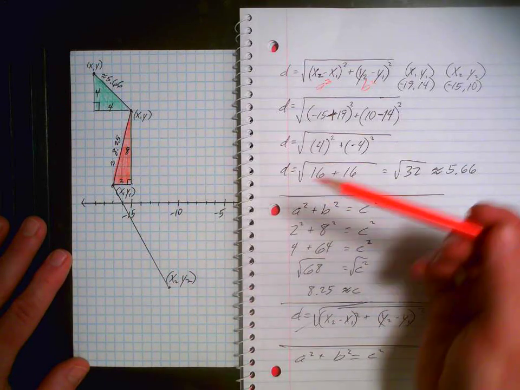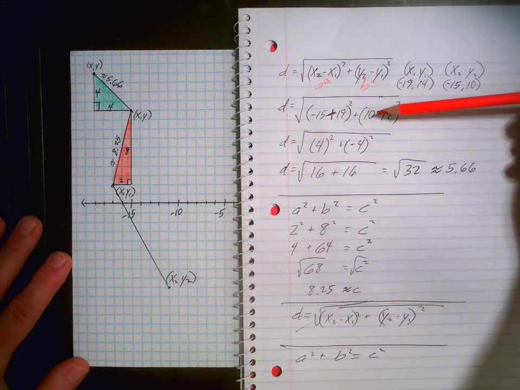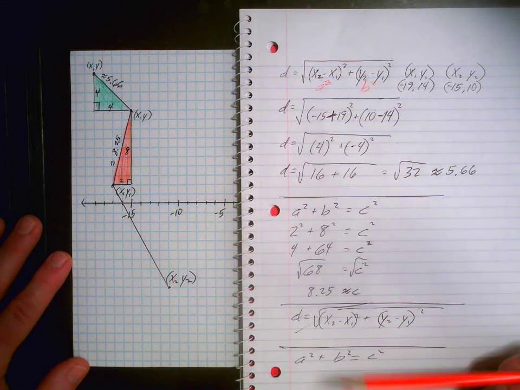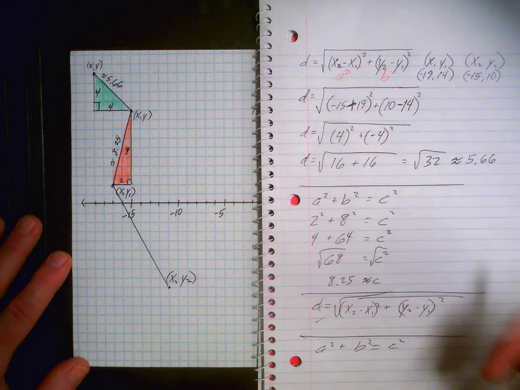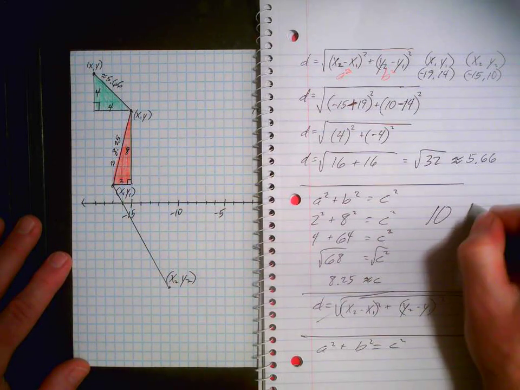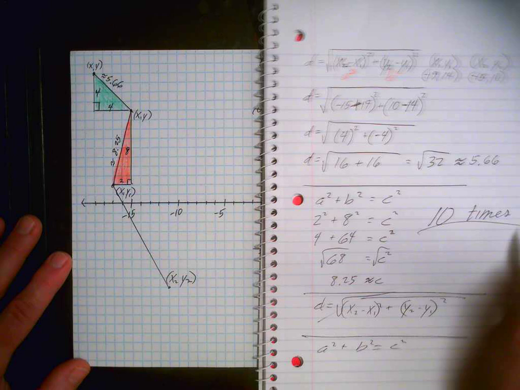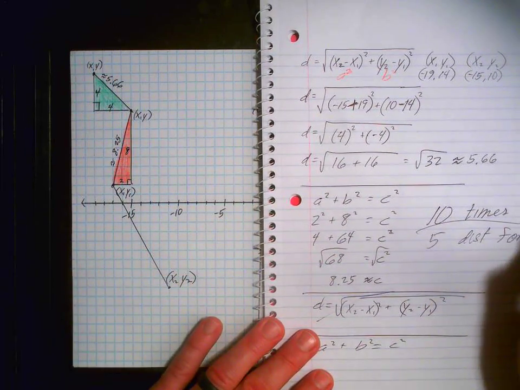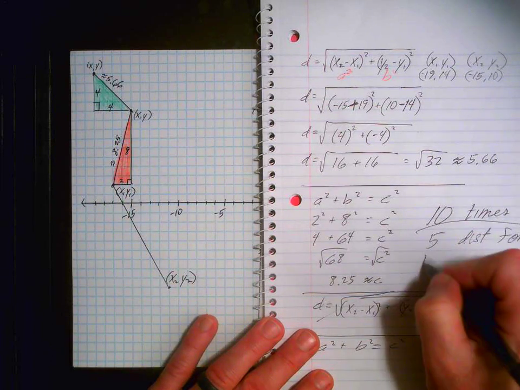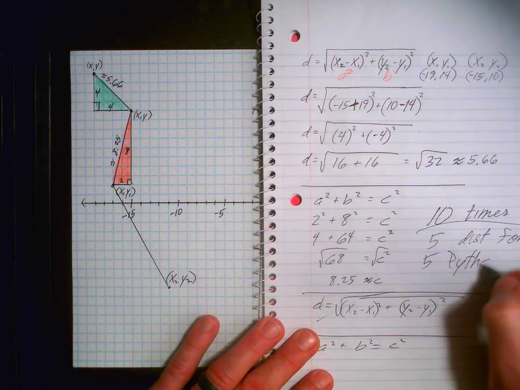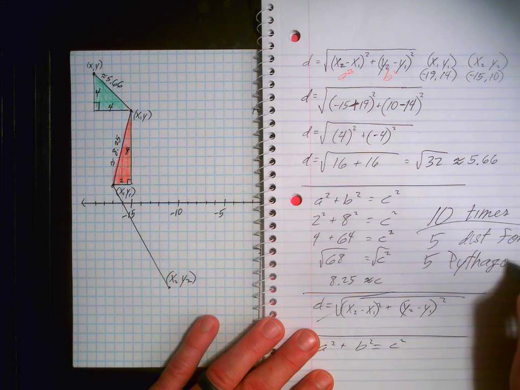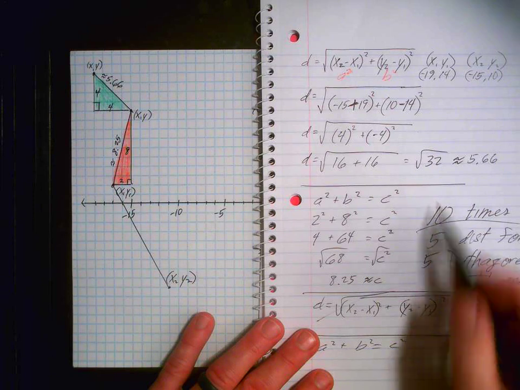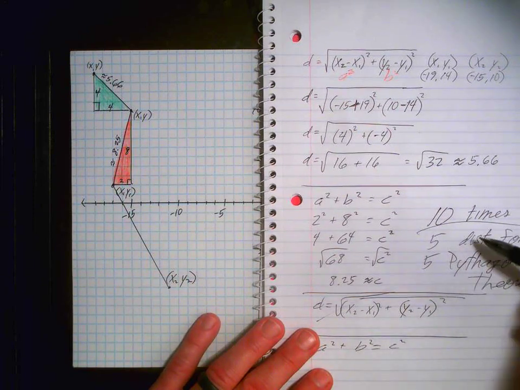So this is what the assignment is. You do one with the distance formula, do one with the Pythagorean theorem, do one with the distance formula, and do another one with the Pythagorean theorem. You go through, and I want you to do this at least 10 times. Okay? 10 times. 5 with the distance formula, 5 with the Pythagorean theorem. There you go. 5 of these, 5 of these.